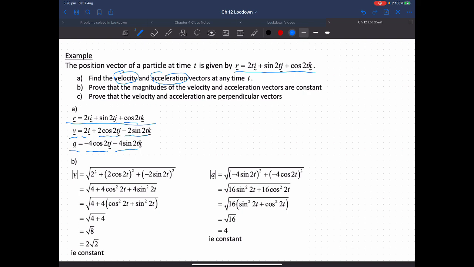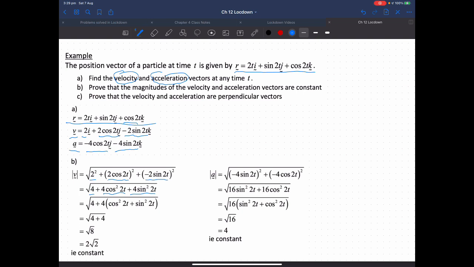Part B says to us, prove that the magnitudes of the velocity and acceleration vectors are constant. If they're constant, we're expecting our answers to the magnitudes to be a numerical value. So I've taken the velocity vector and I've taken the different components, 2, and I've squared it. 2 cos 2t, and I've squared it, and minus 2 sine 2t, and I've squared it, giving me, inside the square root, 4 plus 4 cos squared 2t plus 4 sine squared 2t.